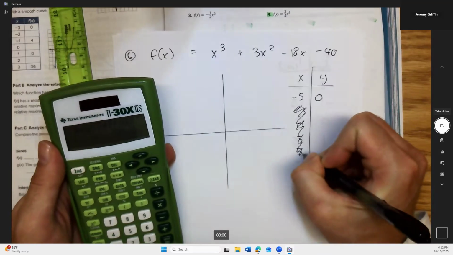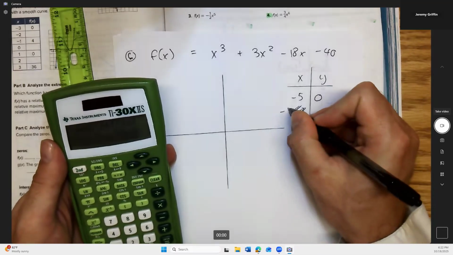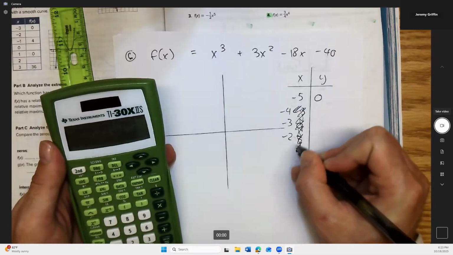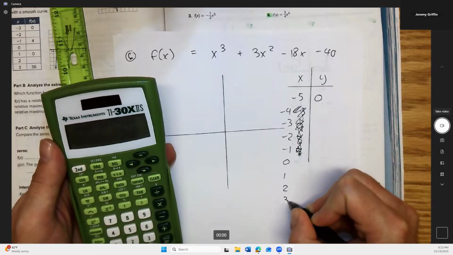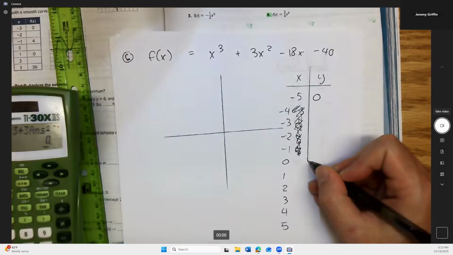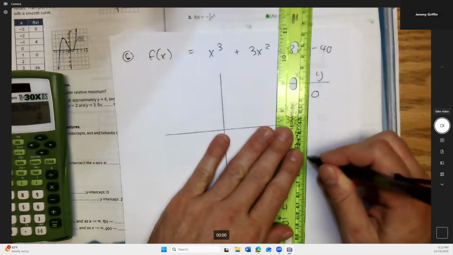You know what? Let's make a whole table of values. I'll show you how to do this real fast. -4, -3, -2, -1, 0, 1, 2, 3, 4, 5. Okay. We're gonna run all these.